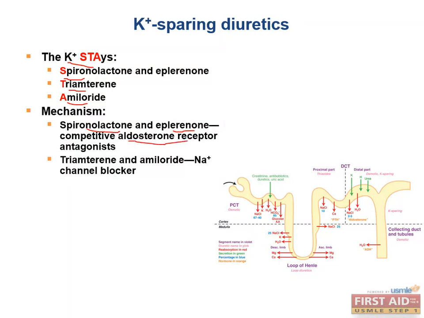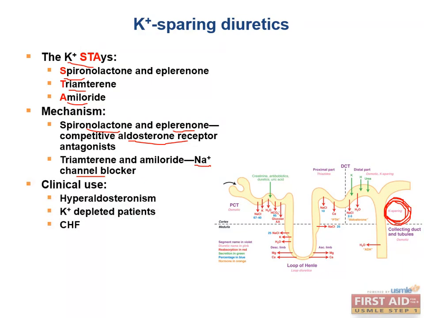And triamterene and amiloride have the same mechanism, and that is that they block the sodium channel in the cortical collecting tubule. So here's where these potassium-sparing diuretics act, both spironolactone and eplerenone, as well as triamterene and amiloride. They're acting in the cortical collecting tubule. The clinical uses for the potassium-sparing diuretics include hyperaldosteronism, which makes sense for spironolactone and eplerenone, but they also make sense for triamterene and amiloride because they're blocking that excess sodium reabsorption.